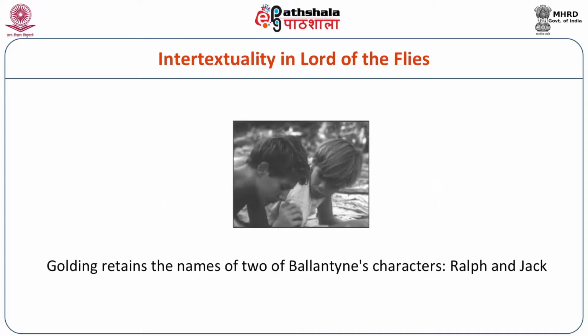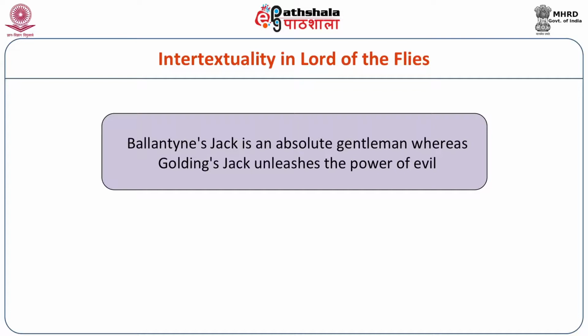Now, to point out this specific intertextual element here, it is useful to note that there are two characters from Ballantyne's novel Coral Island whose names are retained in this novel, and they are Ralph and Jack. Now this is what Golding has done. Ballantyne's Jack is an absolute gentleman. But see what Golding does. He has his Jack unleash all the power of evil.